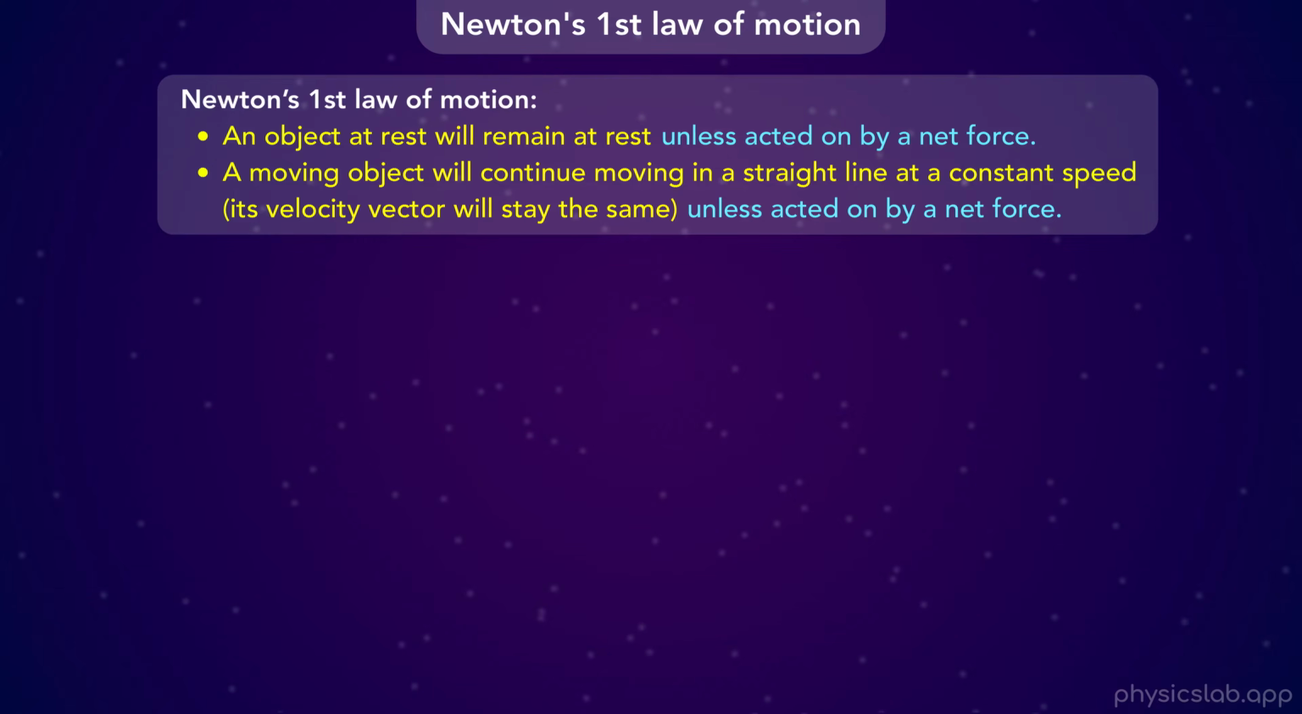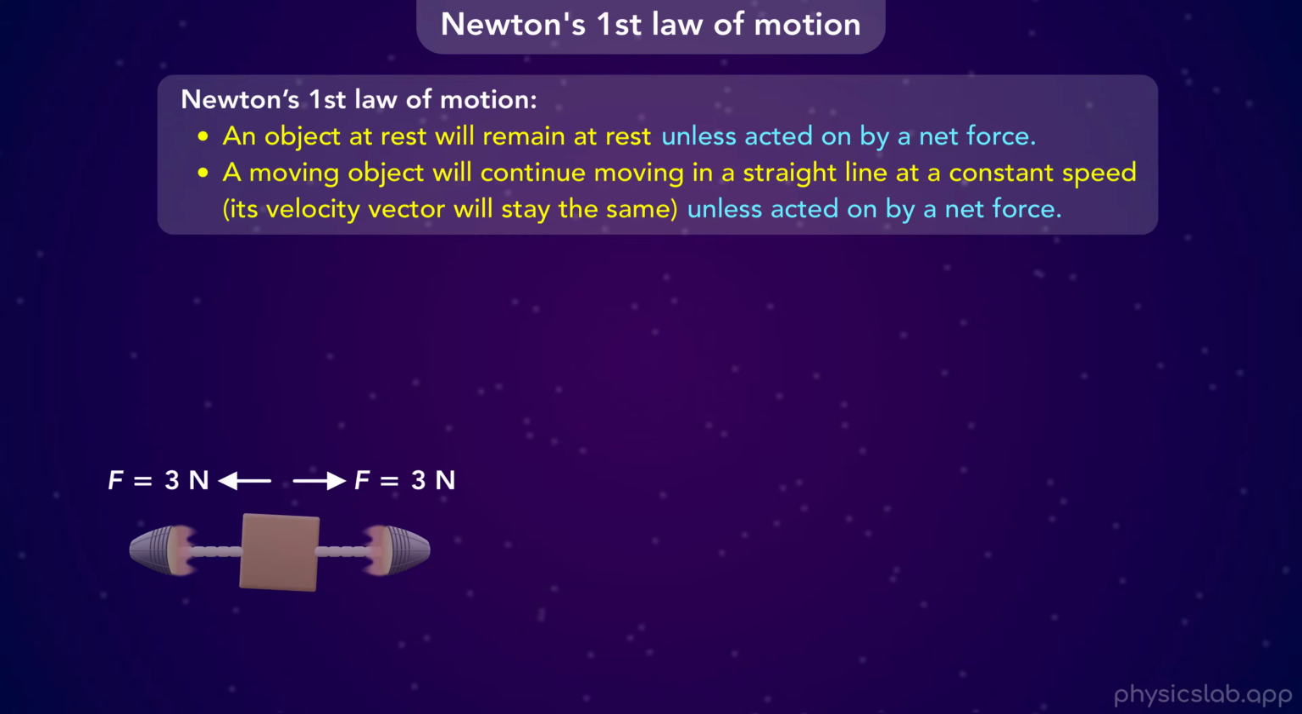So that's what happens when there are no forces involved. But Newton's first law only mentions a net force. So what's another scenario where the net force is zero? Since we're in space, let's add some rocket thrusters that pull the box in opposite directions. In this case, each thruster pulls with the same amount of force, 3 newtons. So what is the net force on the box?